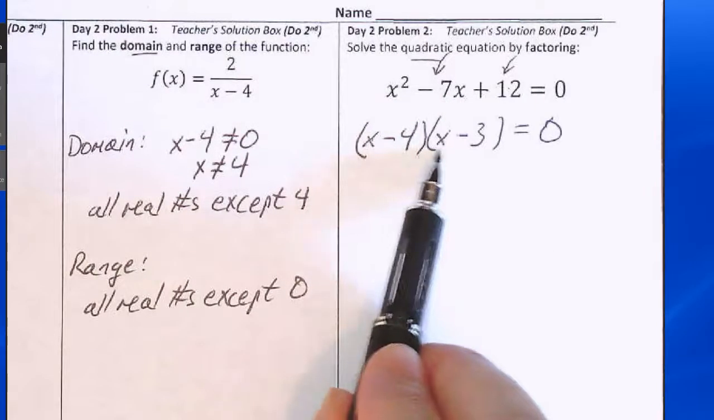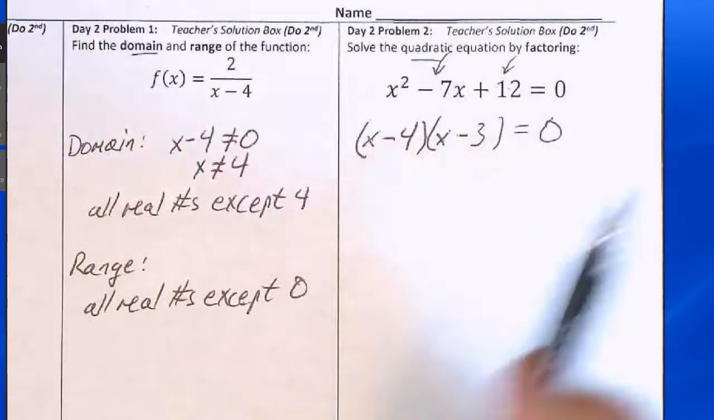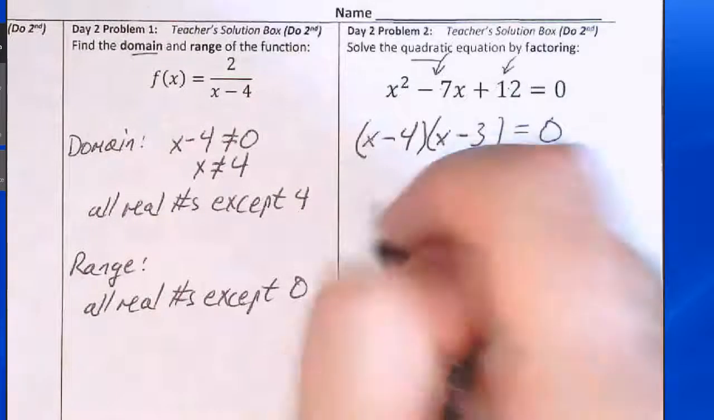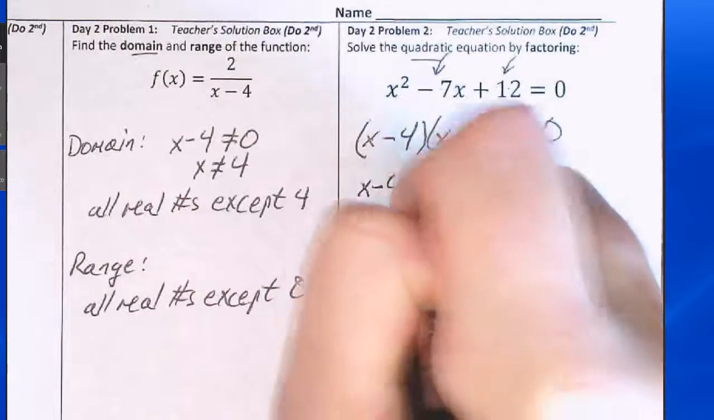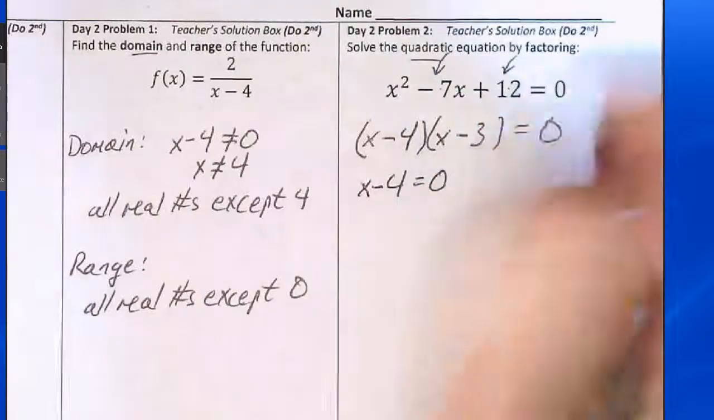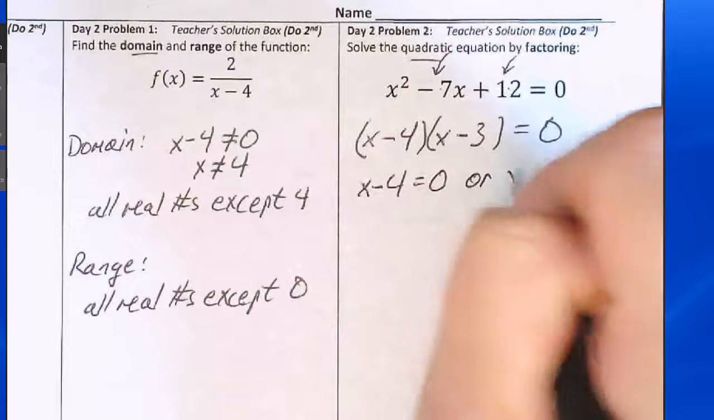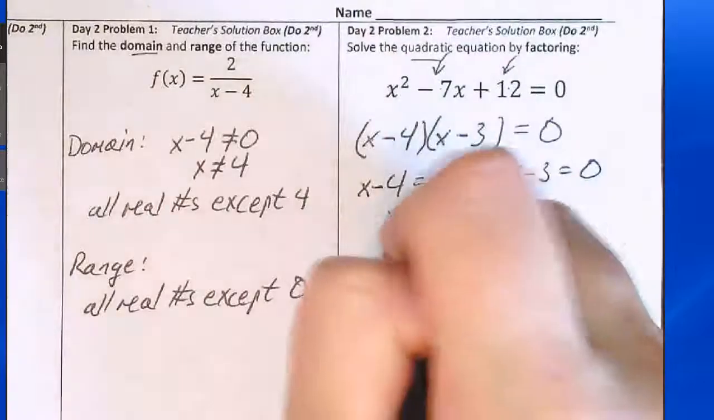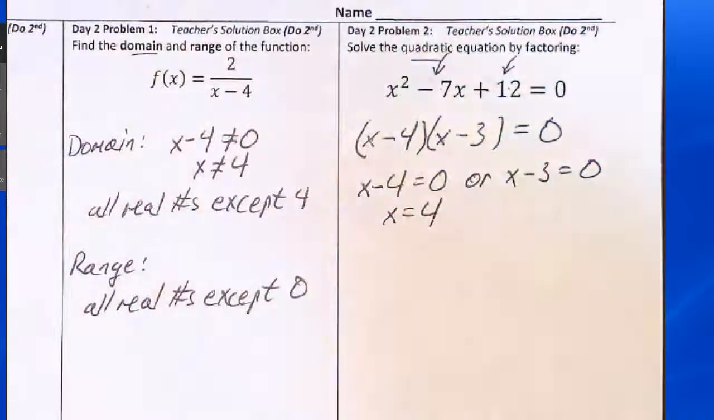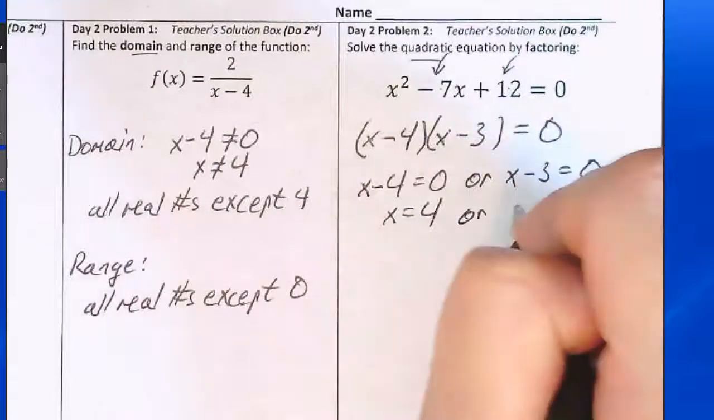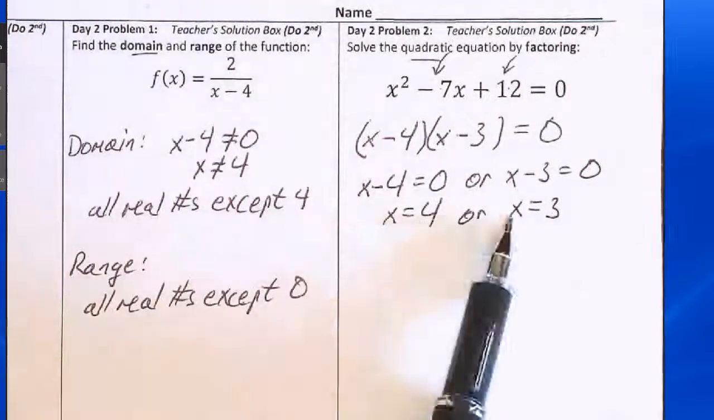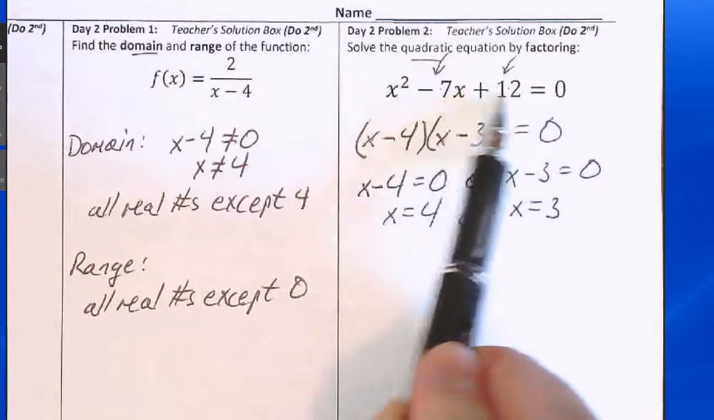Once we've created factored form for the equation, we can use the zero product property to get answers for x. The factor x minus 4 must be 0, or the factor x minus 3 must be 0. Solving this first equation, we get x equals 4, and solving the second equation, we get x equals 3. So here are the two solutions to this quadratic equation.